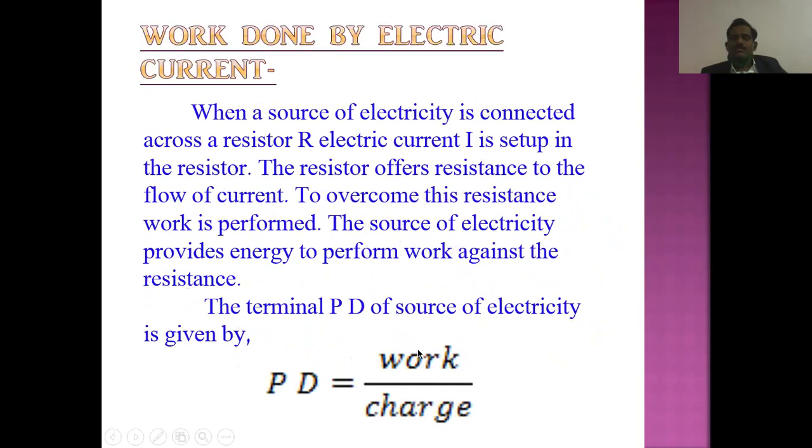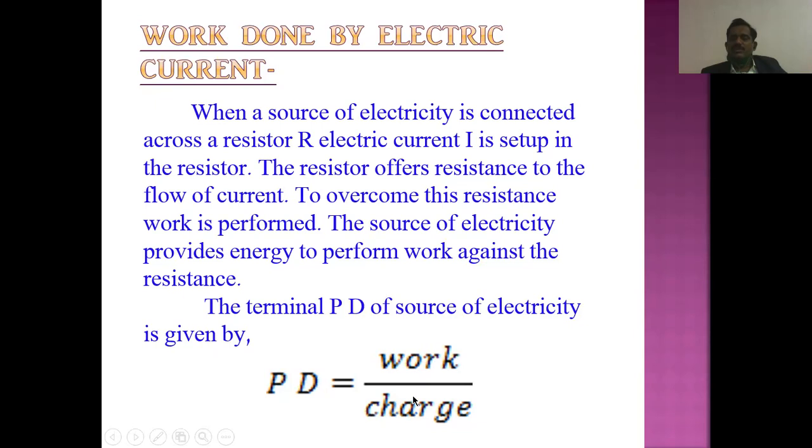Now, the second part is work done by electric current. When a source of electricity is connected across a resistor R, an electric current I is set up in the resistor, and the resistor offers resistance to the flow of current. To overcome the resistance, a cell or a battery performs work, and this source of electricity provides energy for the work. The terminal potential difference of the source is given by work upon charge, meaning how much work is done and how much charge.